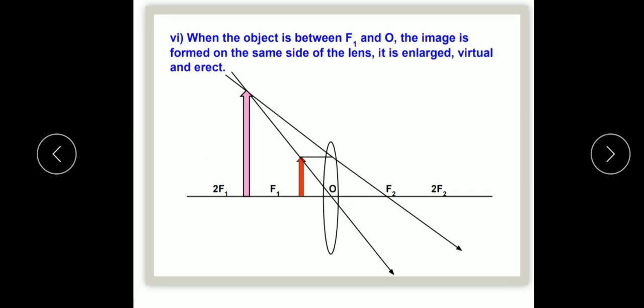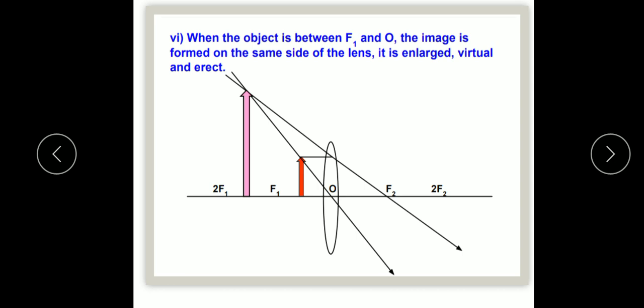And the last one, the sixth case, is when the object is placed between F1 and O, that is the optic center. The image is formed on the same side of the lens, and it is enlarged, virtual and erect. Virtual means which cannot be caught on the screen, but we can see it.